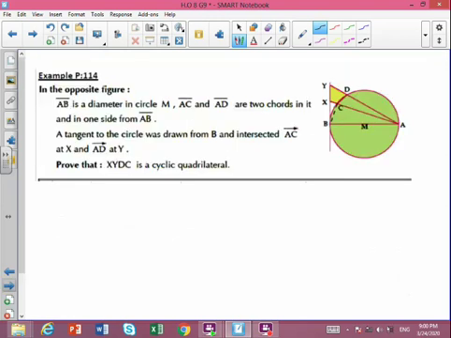The last example in our 2 lessons today. In this example, AB is a diameter in circle M. AC and AD are 2 chords in it, and on one side of AB, a tangent to the circle was drawn from B. This is a tangent, and it intersects AC at X and AD at Y. Prove that YDCX, the yellow one, is a cyclic quadrilateral.